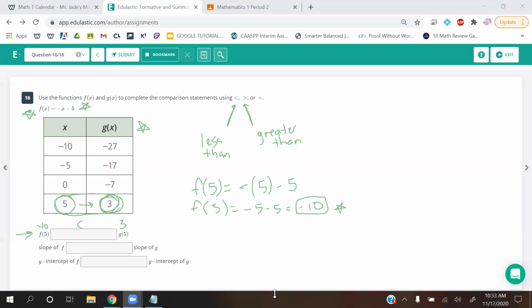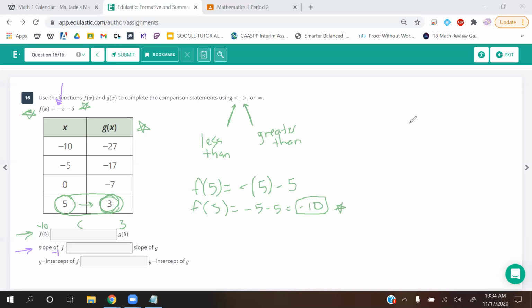I'm going to do the next one in a different color just so that you don't get confused with all the extra work. So the slope of f and the slope of g, let's compare those. The slope of f is straightforward from the equation because it's just the coefficient in front of the x. I see a negative sign, that means our slope is negative 1. Right in front of the x is a negative symbol. There's no number, but it's an invisible 1. So negative 1 is the slope of f of x.